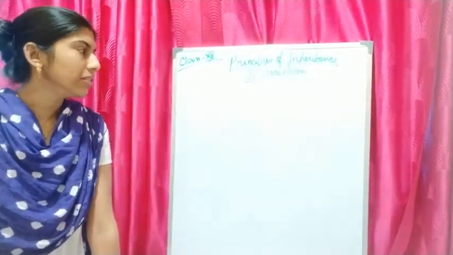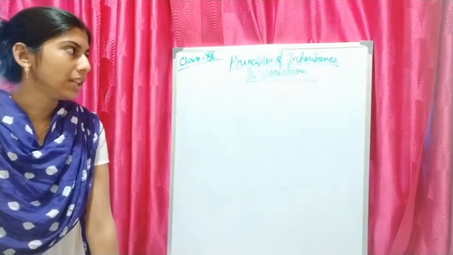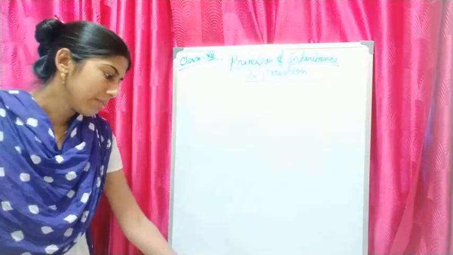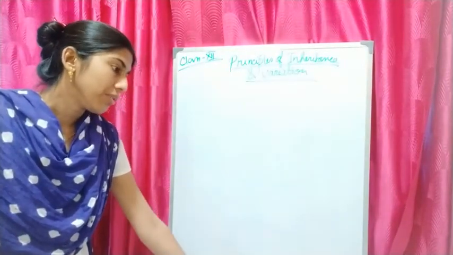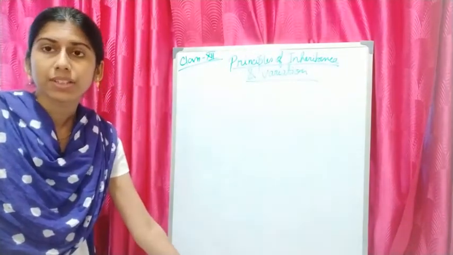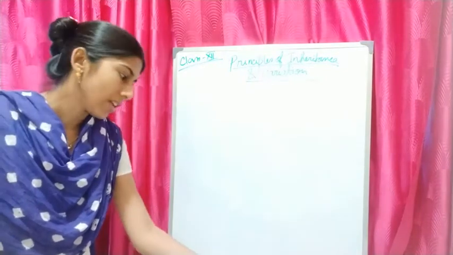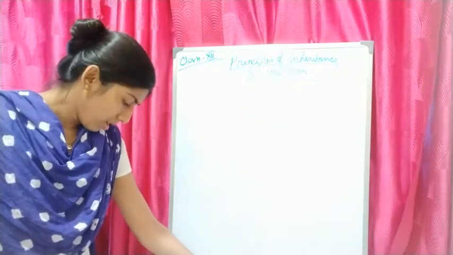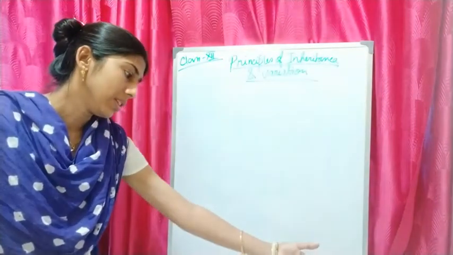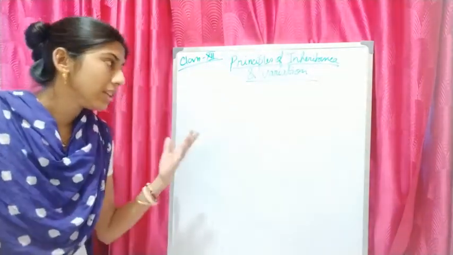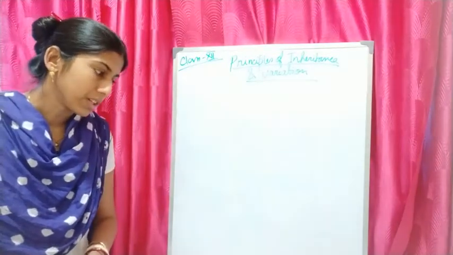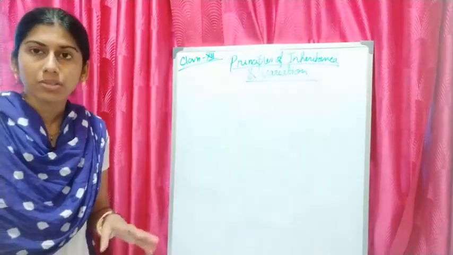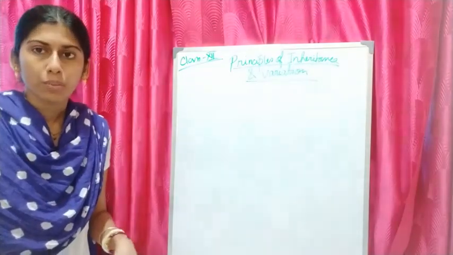Today I will continue the chapter Principle of Inheritance and Variation. In my previous class I discussed first the monohybrid cross, and after that some deviations from Mendelism, that is incomplete dominance. Today I will start to discuss codominance.